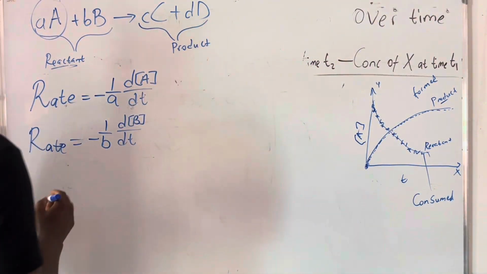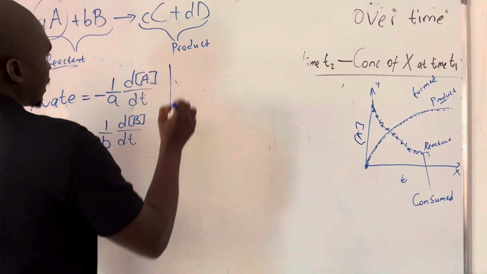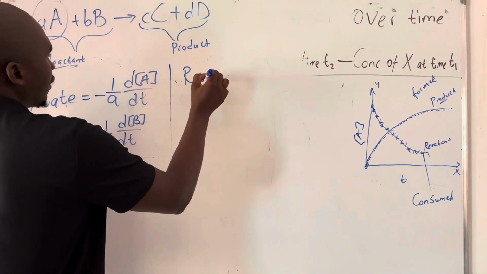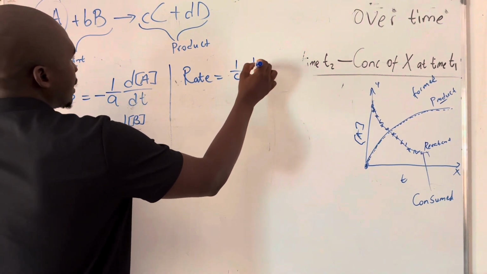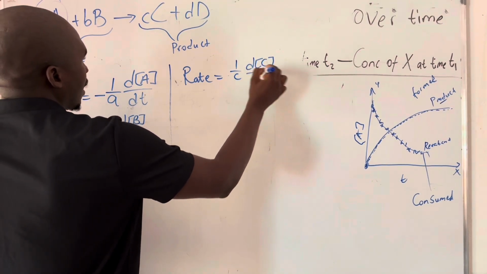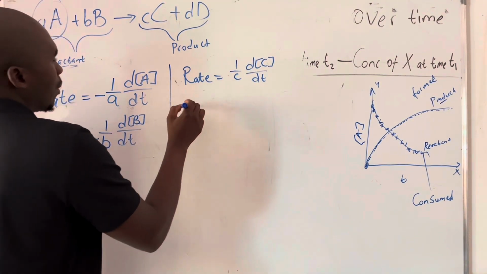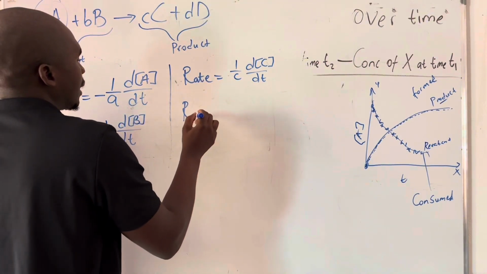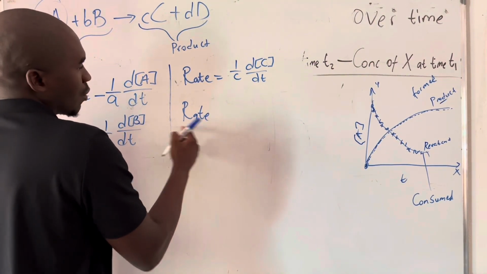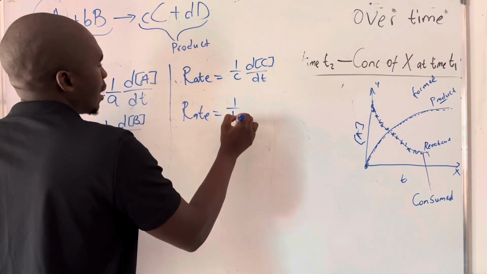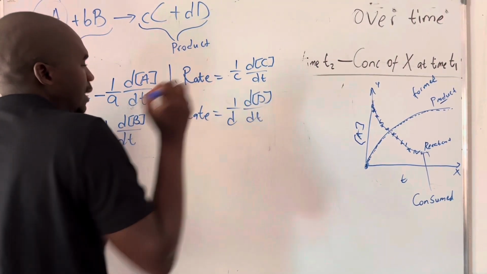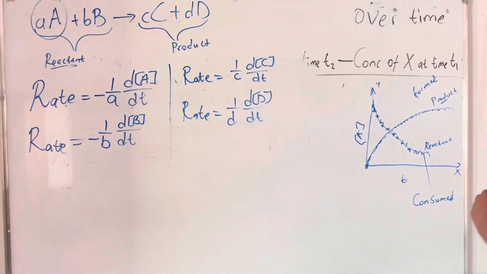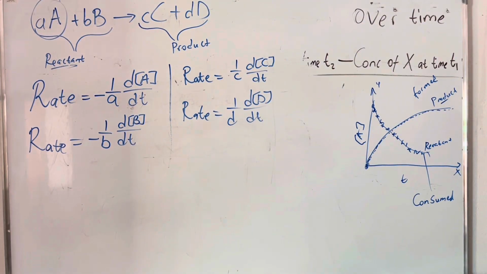What about the one for the product now? The one for the product, you will find out that the rate is equal to positive 1 over C, dC over dt. What about the one for D? This one here for D, the rate, you can pause the video and write this one. What will be the answer? It will be 1 over D, dD over dt. So now if you check it out, the difference is actually the sign between the reactant and the product.